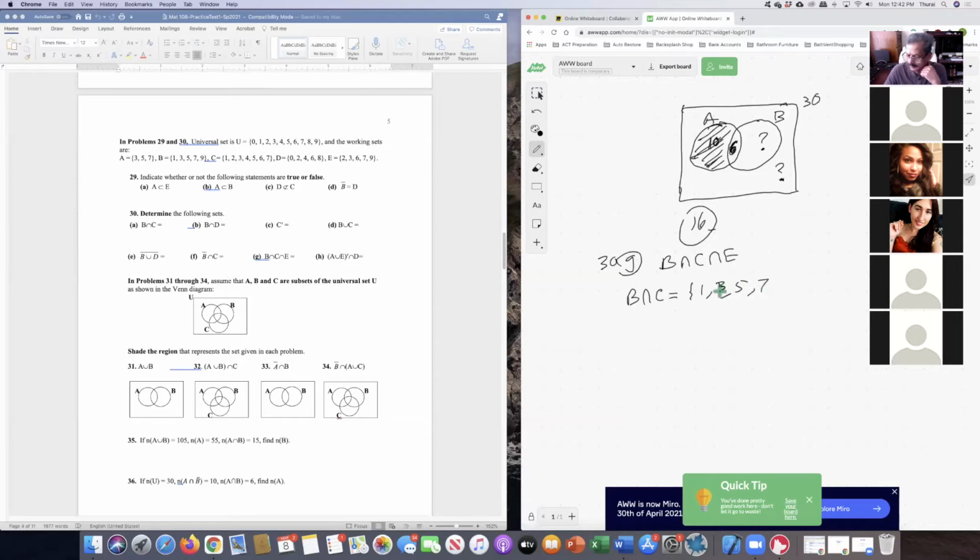You can see that, right? Those are the elements common to B and C. And now I need to find what is common to this and E. When it comes to these three intersections, you can do them in any order. You could find C intersection E first and then find the intersection with B. It doesn't matter which order you use. The answer will be the same. So I have B intersection C here. I need to find what is common to that and E. I see that 3 is there and 7 is there. That's it. So therefore, 3 and 7.